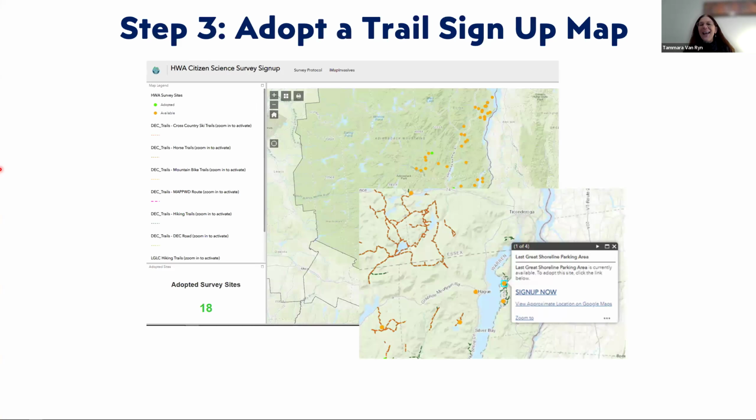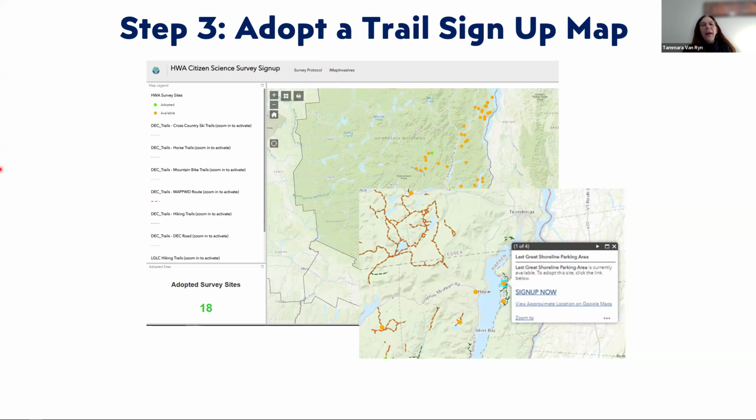So once you've done that, and again, if you are a returning volunteer, sign up for a trail to monitor. If you are new, once you've set up your iMap account and watched the webinar, then please sign up for a trail. We have this live trail map on our website. As of Tuesday, we had 18 trails already adopted for the season.